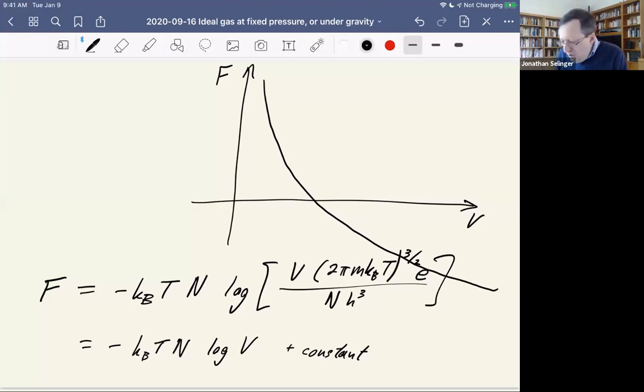And the important thing to notice is that it does not have a minimum. It just keeps on going down. As the volume gets bigger and bigger, the free energy gets more and more negative.